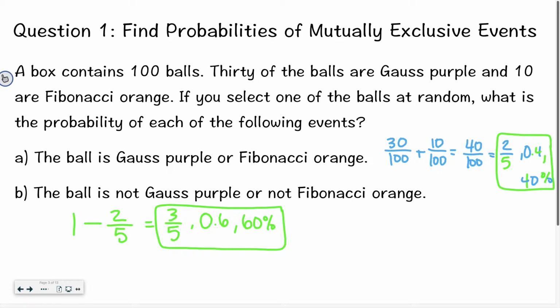Some of you might have said the entire bag, so that would be 100% of the different colored balls minus the circumstance that we don't want. We don't want the purple or the orange. You took your answer from part A. That is possible. That is actually called a complement. Not like, oh, you look so nice today. That's a different compliment, different spelling.